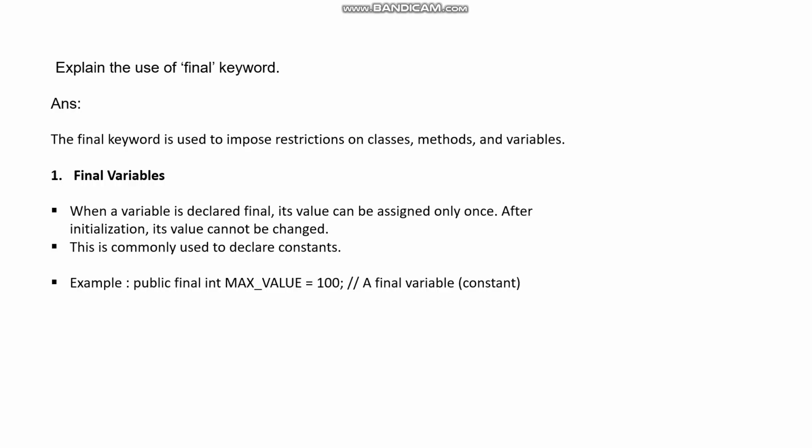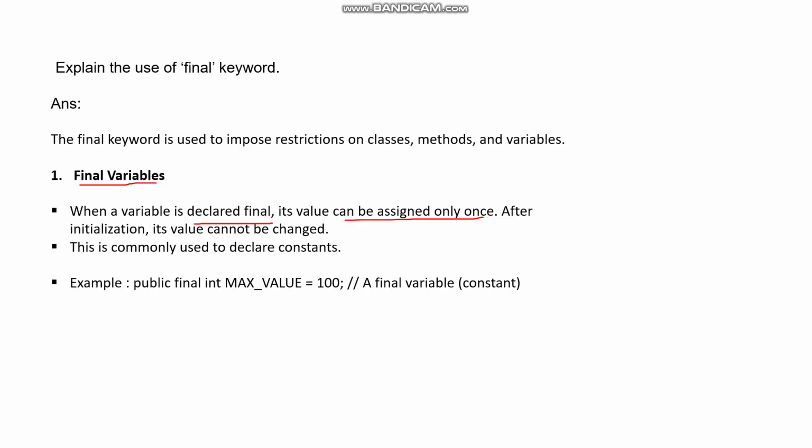Whenever the final keyword is applied to a variable, it is called a final variable. The main difference between final variables and non-final variables is that once a variable is declared final, it can be initialized only one time. Its value can be assigned only once.